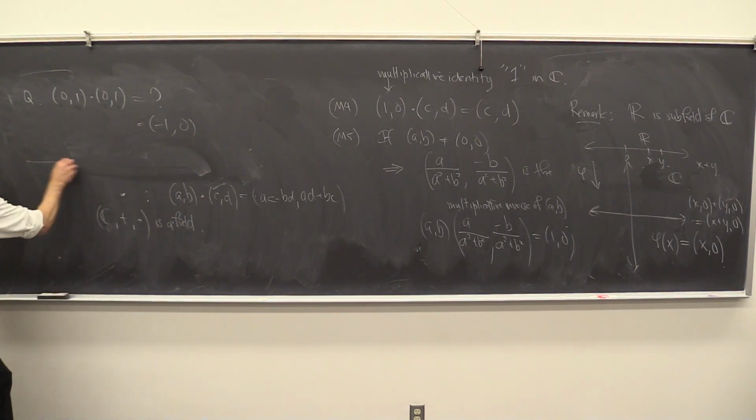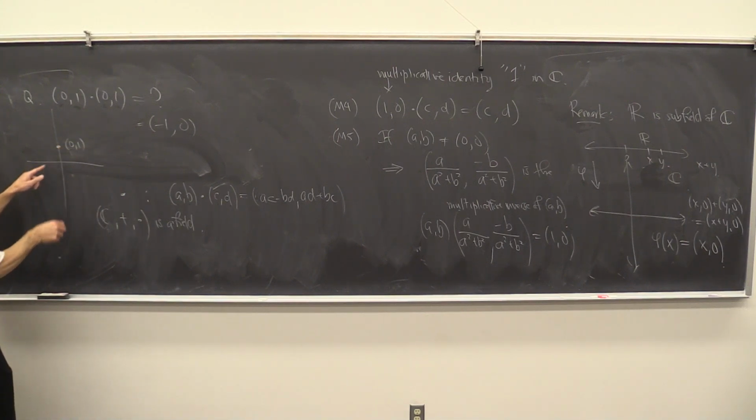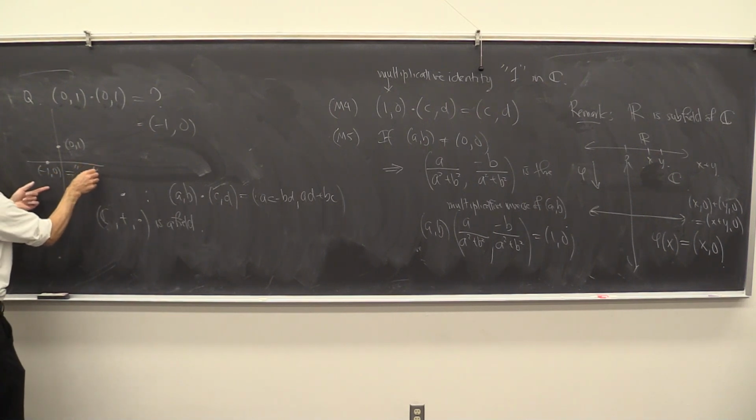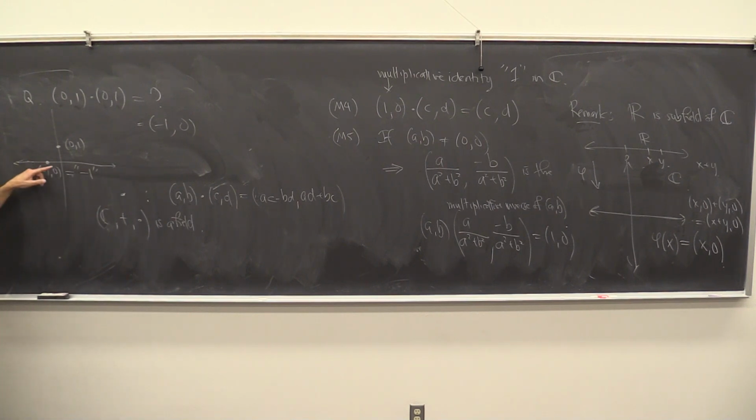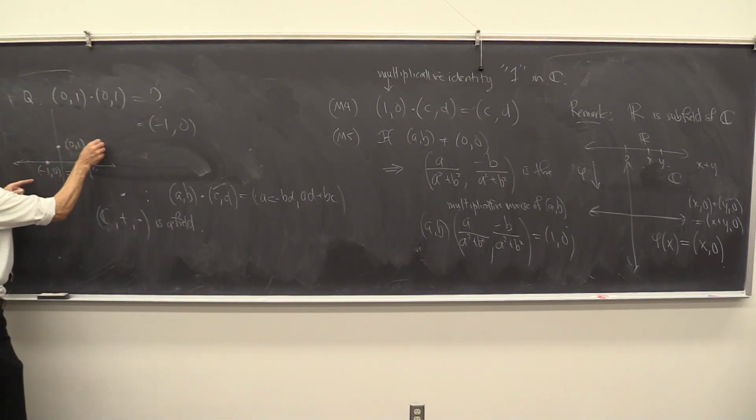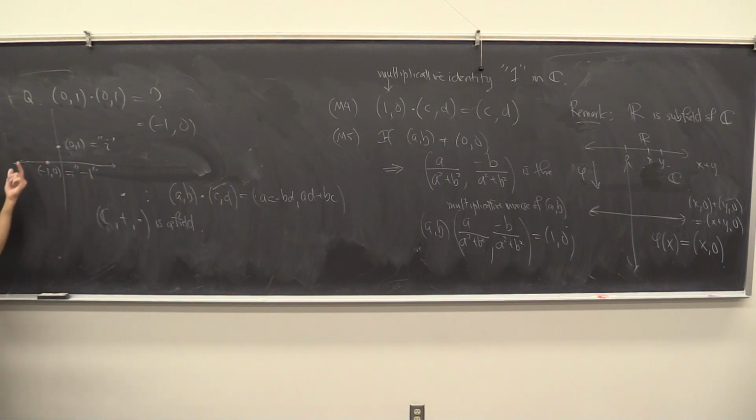So what that says is that if you take this point on the complex plane, (0,1), and you multiply it by itself, you end up with (-1, 0), which on the real line is -1. So in other words, this is the square root of -1, and this is what you call i, the square root of -1.